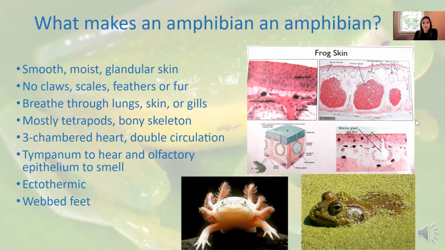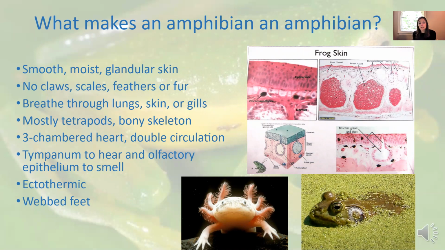Most amphibians are tetrapods. I just skipped 2 bullets. We'll go back. Amphibians don't have claws, scales, feathers, or fur. Those are things we see in all the other vertebrates, but amphibians have none of them.